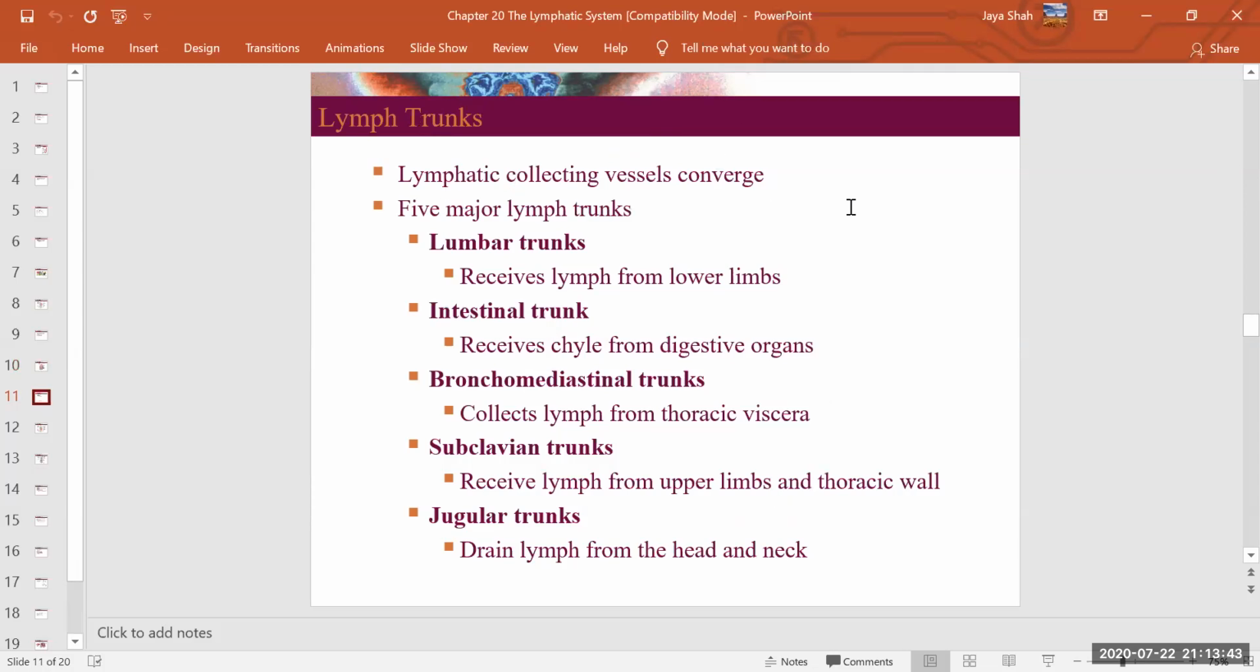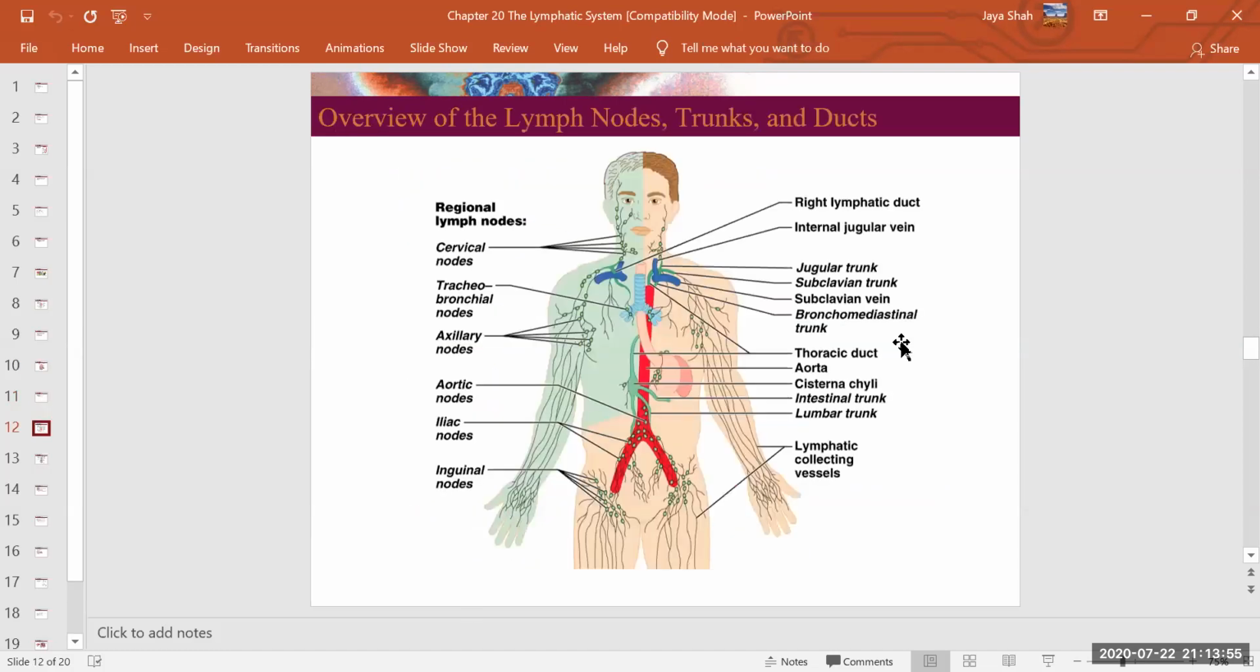Lymph trunks are located along the collecting vessels, and there are 5 major ones: lumbar trunk, intestinal trunk, bronchomediastinal trunk, subclavian trunk, and jugular trunk. So these trunks we talked about earlier. Okay.